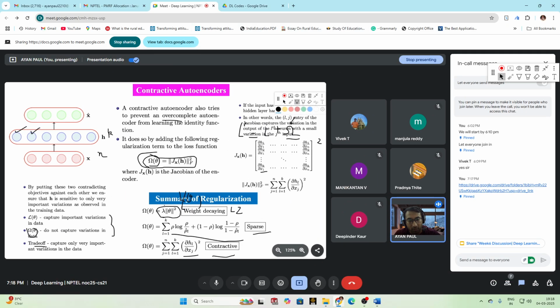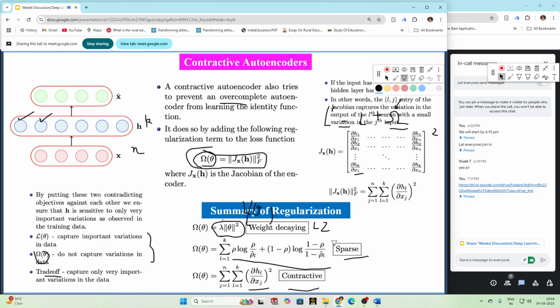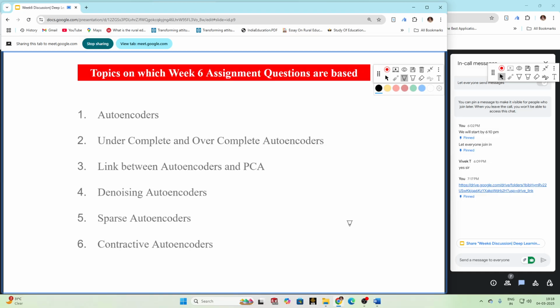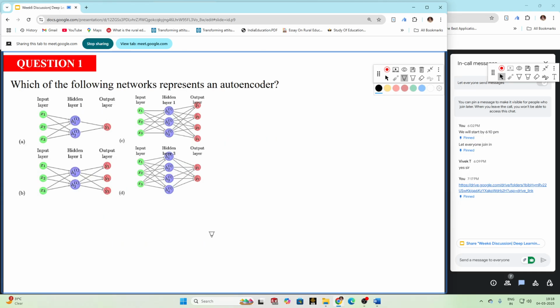So let's go back to our lecture. We have discussed everything, now we'll move to the question answer session. The topics on which the week 6 assignment is based are: autoencoder, undercomplete and overcomplete autoencoder, the link between the autoencoder and PCA, denoising autoencoder, and sparse and contractive autoencoder. This is the first question. You have to guess the answer first. Which one of the following networks represents an autoencoder? What do you think?